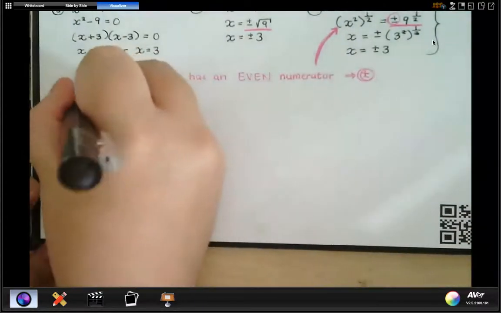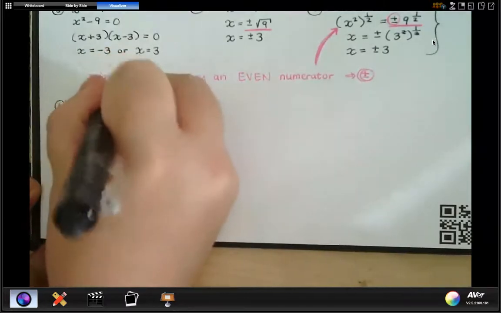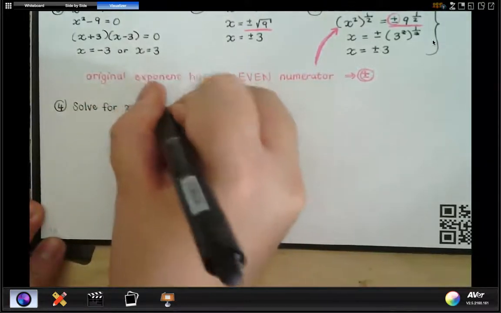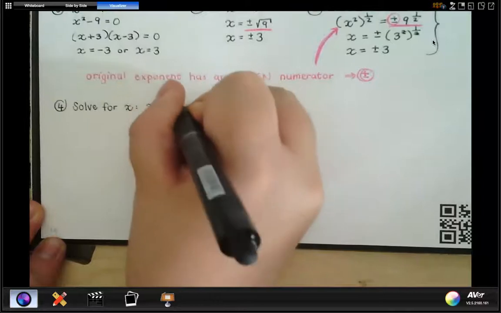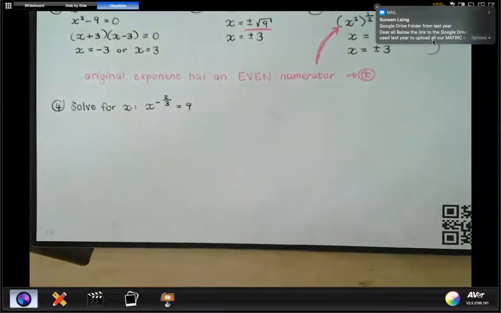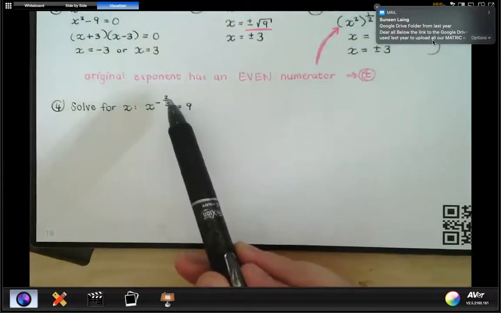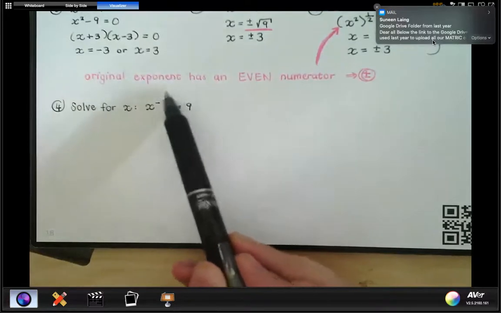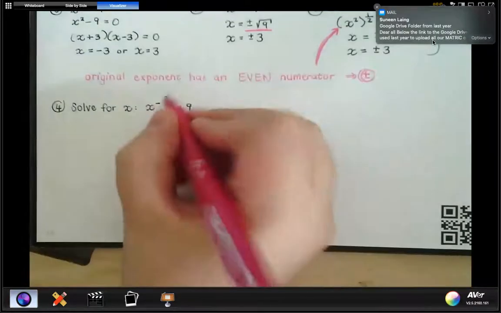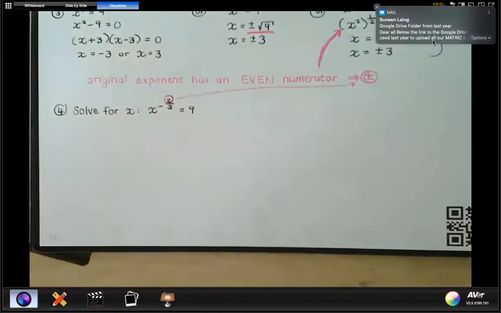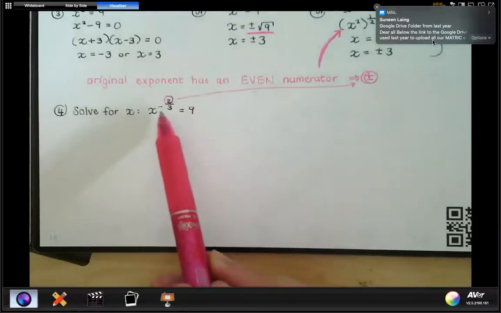Okay, so we are solving for x, so solve for x. We have x to the power of negative 2 over 3 is equal to 9. Okay, so now we can obviously see that we have a fraction in our exponent. And please, we need to notice immediately that our numerator is even. So that means that we are going to have a plus minus as soon as we raise both sides to that exponent. The other thing that's different here is that our exponent is actually negative.